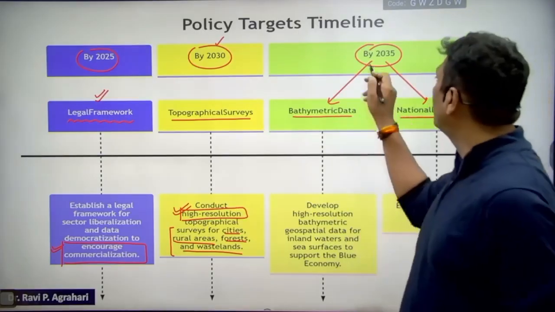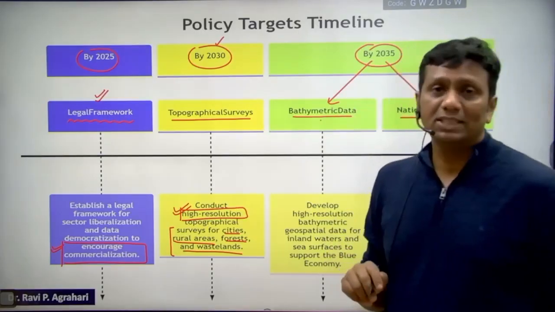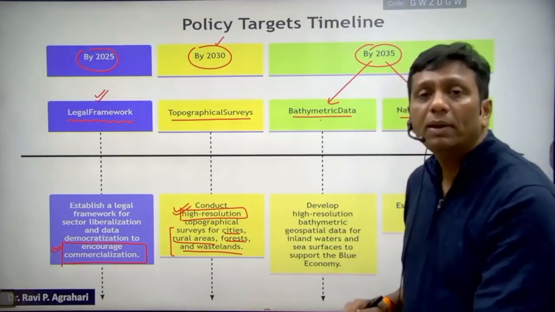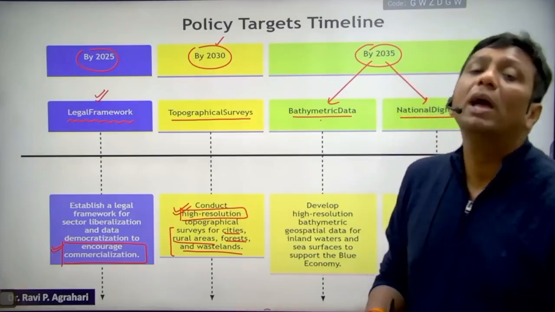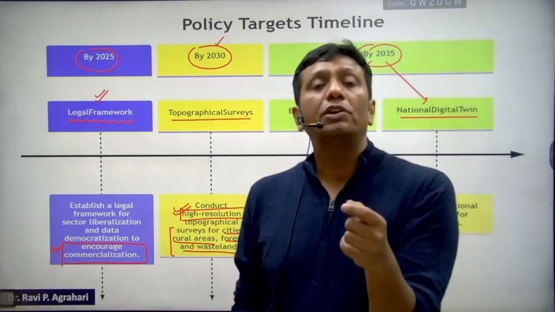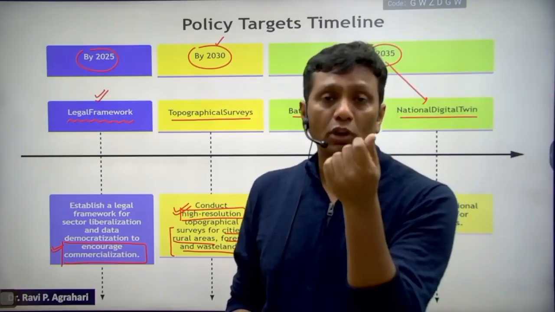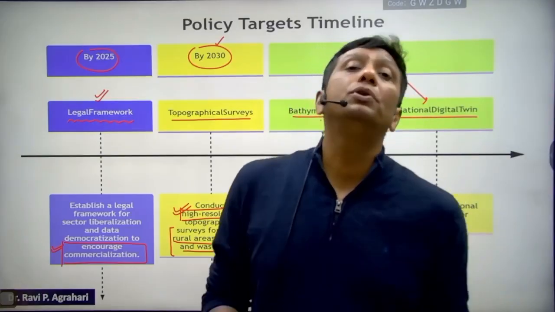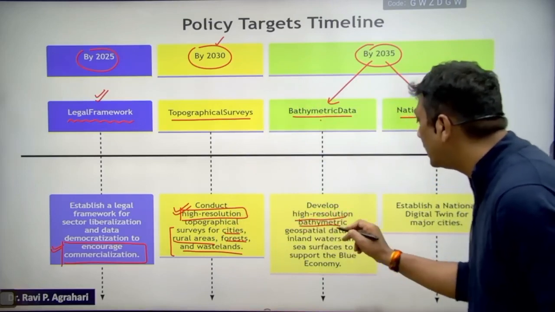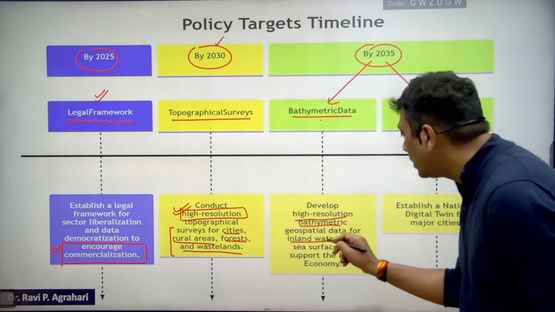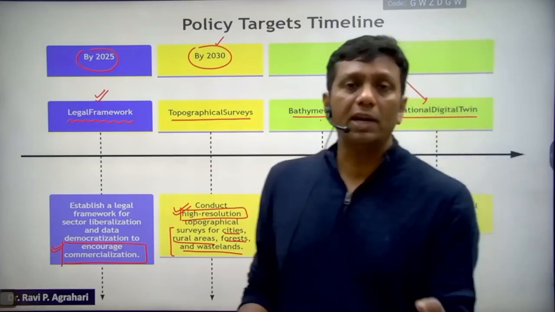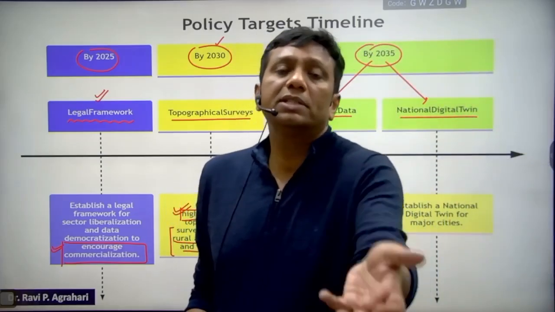Wait, guys. First, let me discuss bathymetric data. What will happen with bathymetric data, guys? We try to access the water body based characteristic features. And if you access water based characteristic features, the water can be used to boost the economy. This is called the blue economy. See here, guys, it develops high resolution bathymetric data, geospatial data for inland water and sea surface, and supports the blue economy. So definitely it is connected with water based information.